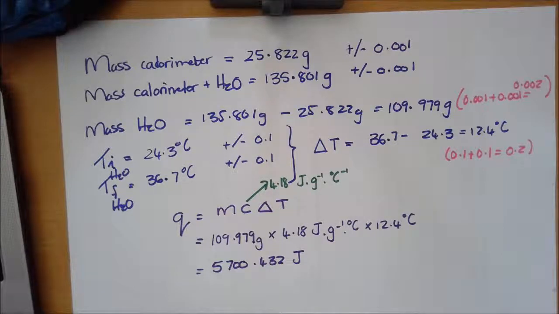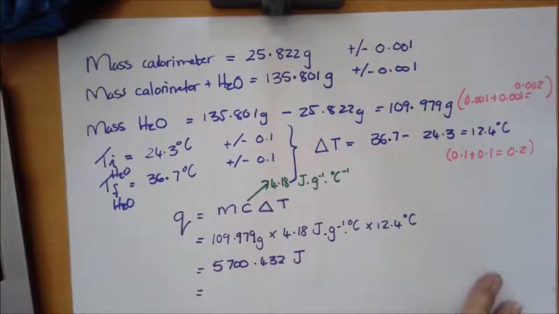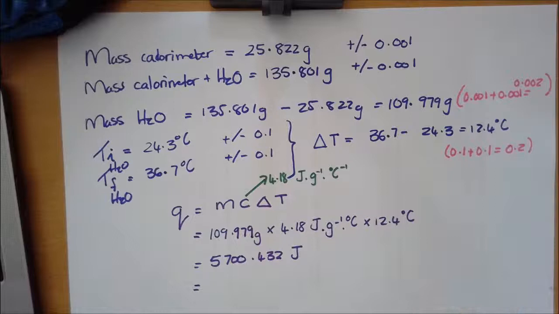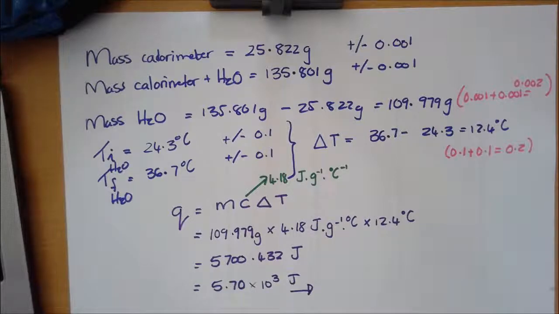3 sig figs. Rayan, how will we write this as a 3 significant figure value? Right, what is the answer? Because you can't do it to 3 because of the zeros, you can do 5.7 times 10 to the power... 5.70 will give me 3 sig figs. So it's 5.70 times 10 to the power of 3 joules. That's writing the answer to the correct significant figures. You have to make sure that you do this correctly.